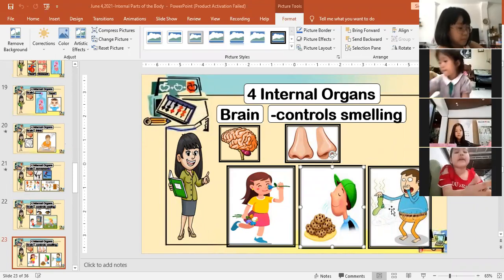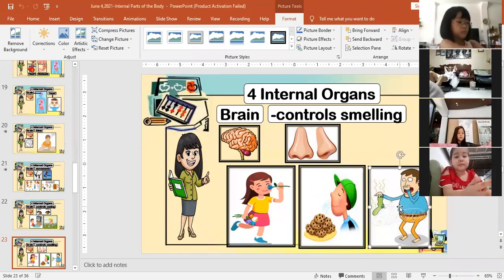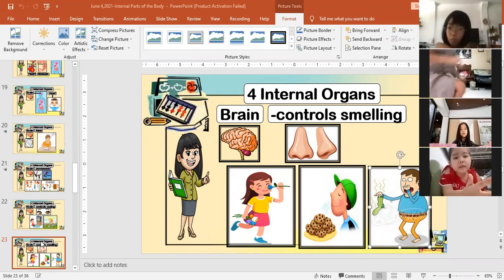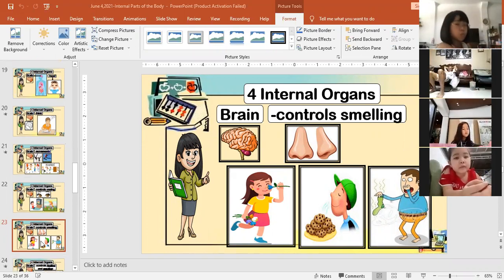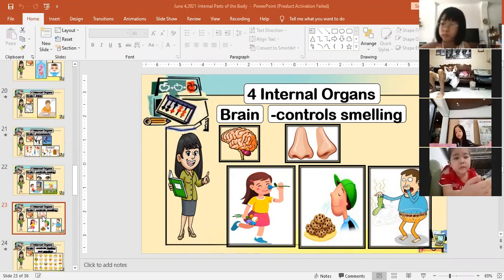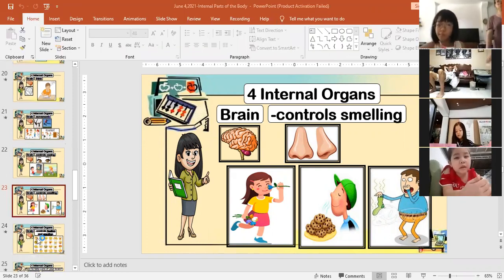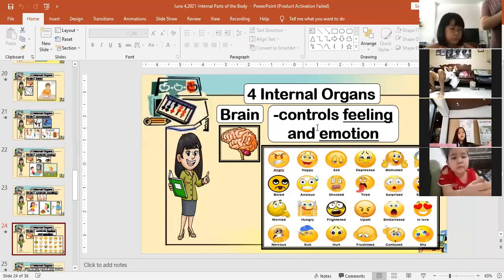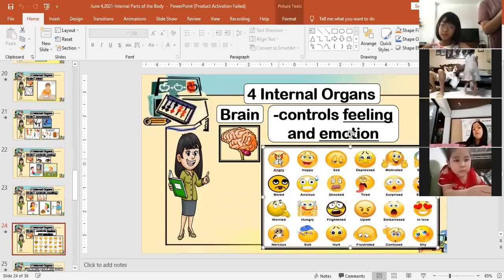How about this one? The boy smells the socks. What is the smell of the socks? Smells good? No, smells bad. Very good. So the brain also controls your smelling. How about this one? It controls feeling and emotion. What are the emotions you can see here?